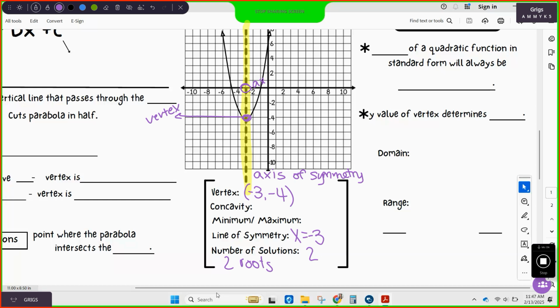From that point, is it concave up or concave down? It's concave up, so the concavity is up. It's positive. And because it's concave up, is that vertex point the minimum point on the graph or the maximum point? Minimum. It's going to be the very smallest value. From that vertex, my parabola is only going to increase.